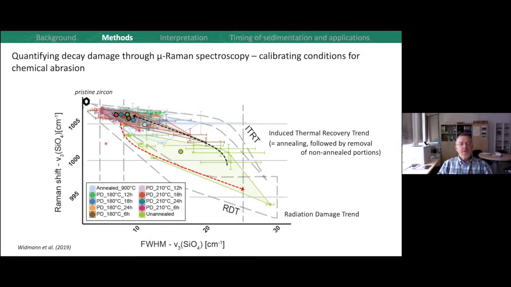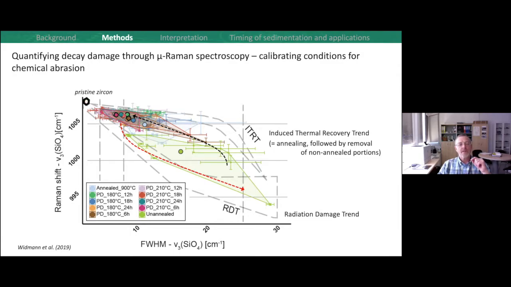That's what we see when we analyze a series of zircons which are more damaged. They follow what is indicated here by the radiation damage trend, so they go this way. What we do now is anneal them and then dissolve away what is really damaged. So we should find the conditions where we get as close as possible to pristine zircon. But that's about the best we can do.